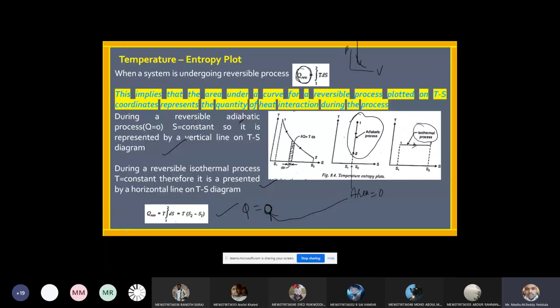Okay, right. But here the area exists. This is the area under the curve. So how to get T into S2 minus S1. This T may be either T1 or T2. This is nothing but rectangular area. This area is equal to Q. Okay. We'll solve problems in the next class.